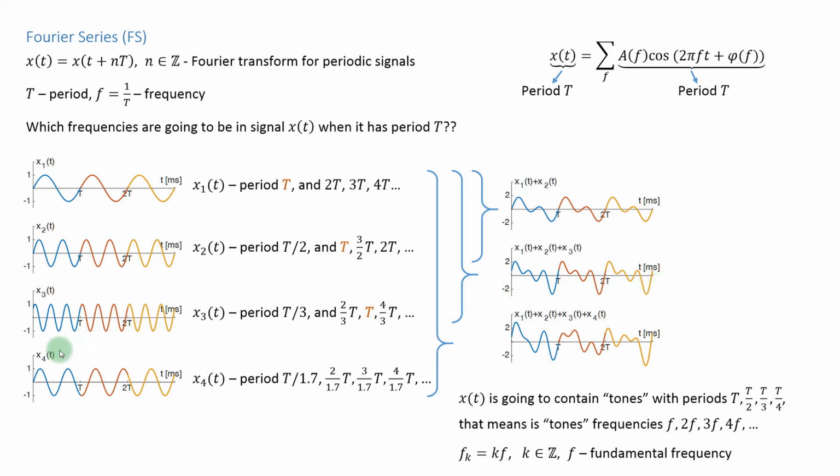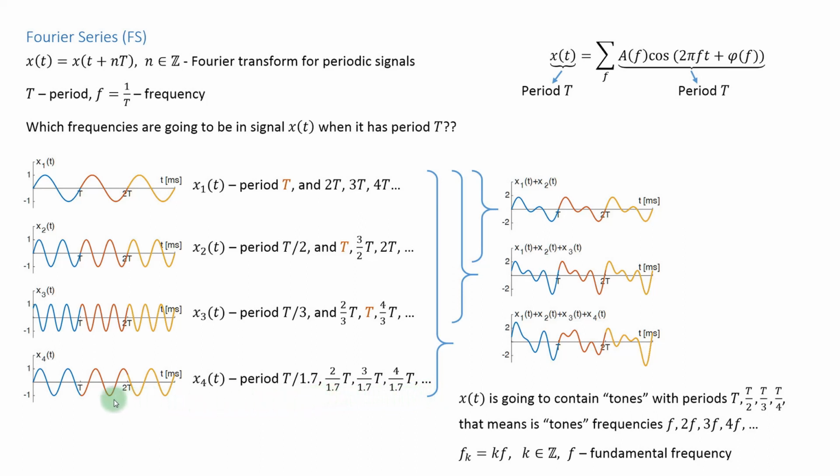Now, here comes the twist. Here I added a signal x4, and this sucker has the frequency which is 1.7 times higher than the frequency of this signal x1. So its period is going to be T over 1.7. And again, this signal does not have only this period, but it's going to also have these periods. But none of these periods is T.